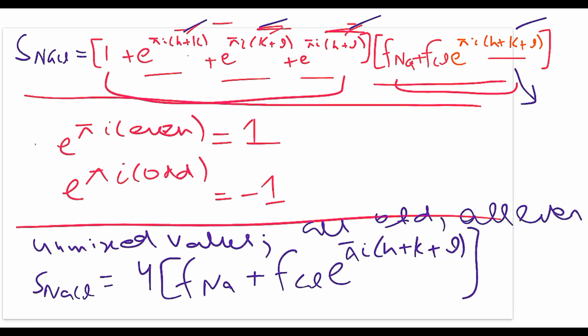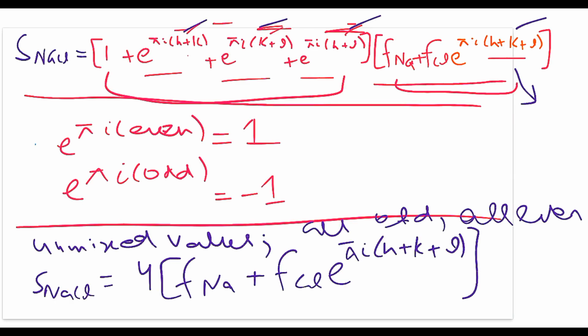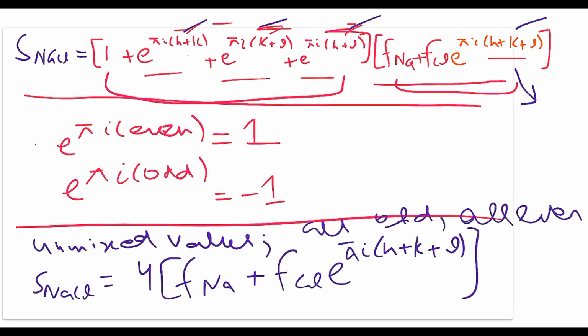Now, in one more scenario, if we want to add even more detail, what could happen is that we have NaCl. Let's say we have an all odd situation and an all even situation. Let's see what that equals to.